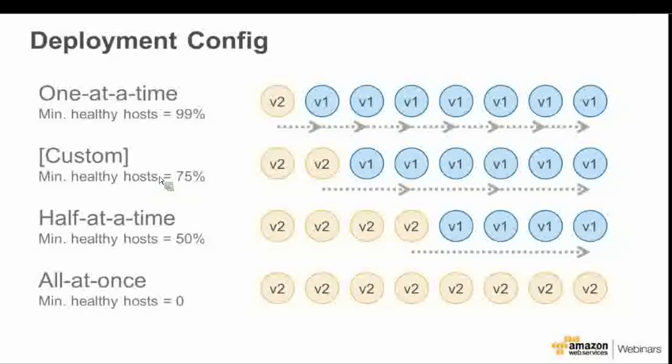The other 2, just to close it out: half at a time, as it sounds, 50% minimum healthy hosts. And then you can always cowboy up, go crazy, and do all at once. That's exactly what it sounds like. This is doing a deployment to all of your hosts in parallel. Probably not a good idea for production. In testing environments, it's actually somewhat convenient.